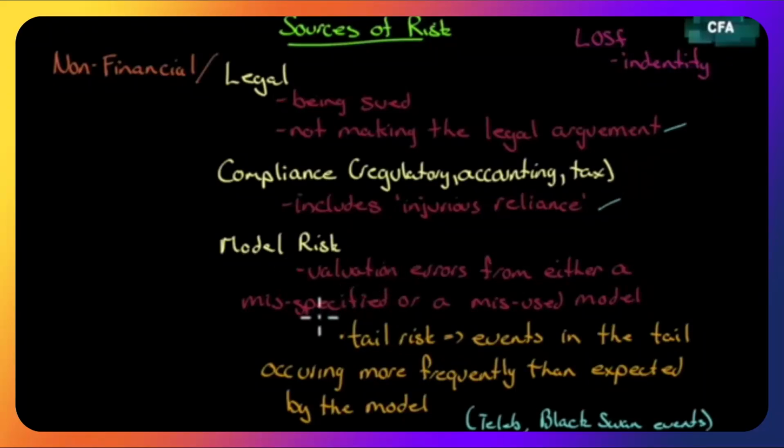Model risk. Valuation errors from either a misspecified or a misused model. That includes something called tail risk, events in the tail occurring more frequently than expected by the model. And we model in the market risk and uncertainty with the normal distribution.